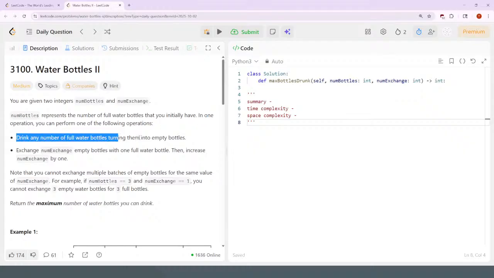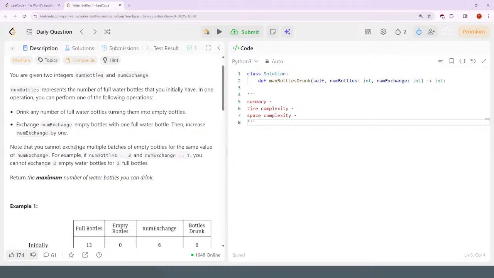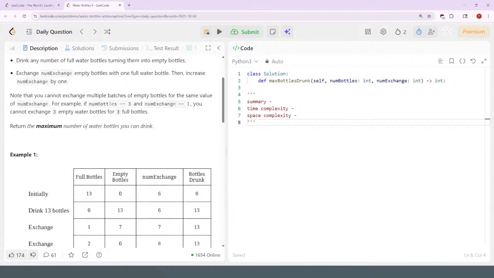Drink any number of water bottles, turning them into empty water bottles, or exchange numExchange empty bottles for one full water bottle. Then increase numExchange by 1. Note that you cannot exchange multiple batches of empty bottles for the same value of numExchange. For example, if numBottles equals 3 and numExchange equals 1, you cannot exchange 3 empty water bottles for 3 full. So it's 1 at a time. Okay. Determine the maximum number of water bottles you can drink.